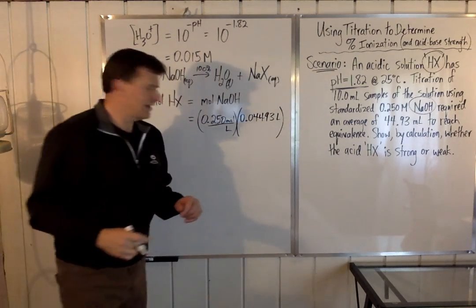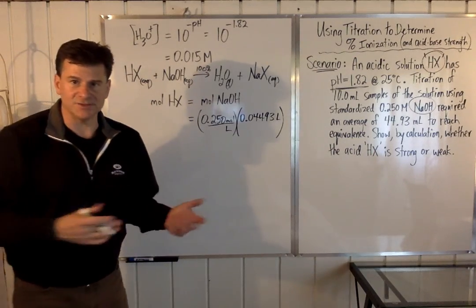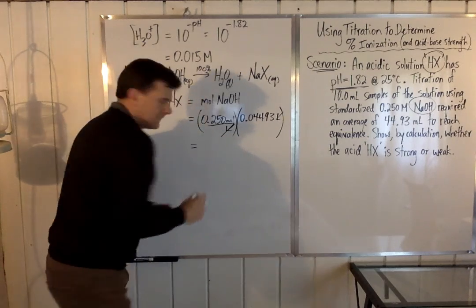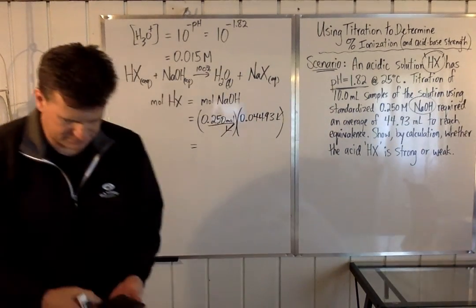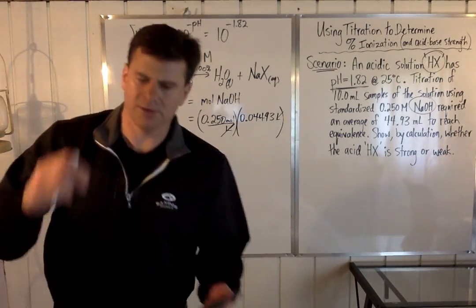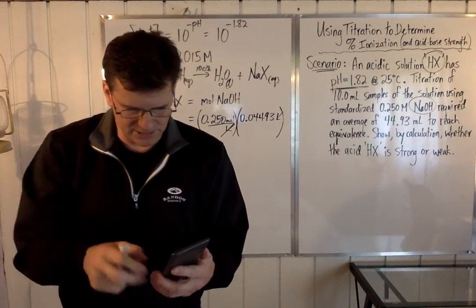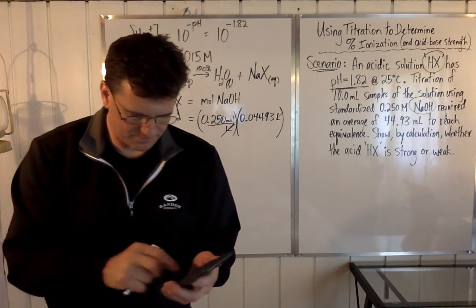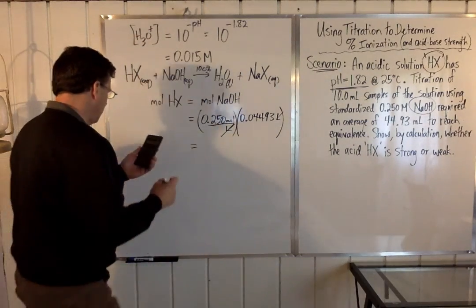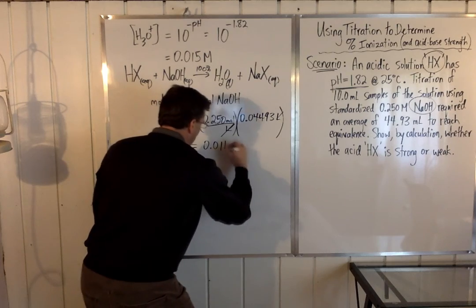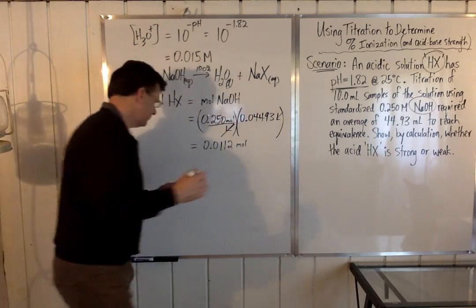4493. I converted it to liters so that it cancels, right? The liters cancel. And I end up with 0.25 times 0.04493. And I get 3 sig figs, so I get 0.0112 moles. So the concentration, right?